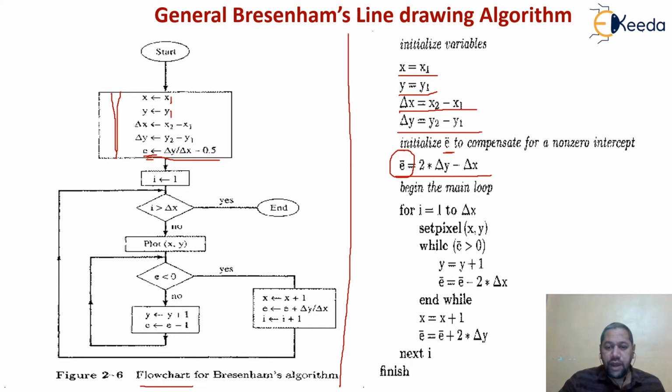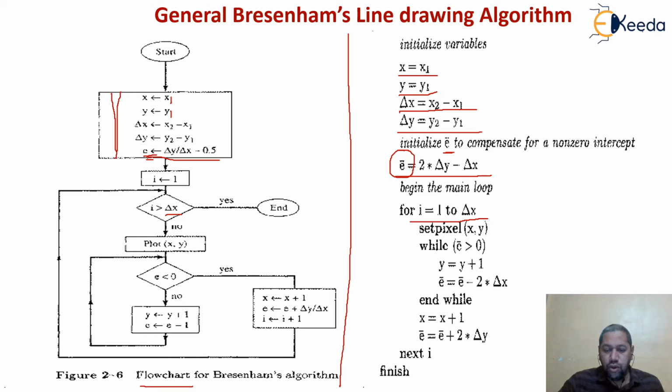So when I begin the main loop, the same thing is in the flowchart. If I look at the flowchart, the initial value of I is equal to 1. Now in this case, I have considered my maximum displacement is delta x. My x is always incremented by 1 and y depends upon the error term. I repeat again, what this algorithm considers: x is always incremented by 1, that's why I is equal to 1 to delta x, and the value of y now depends upon the error term.